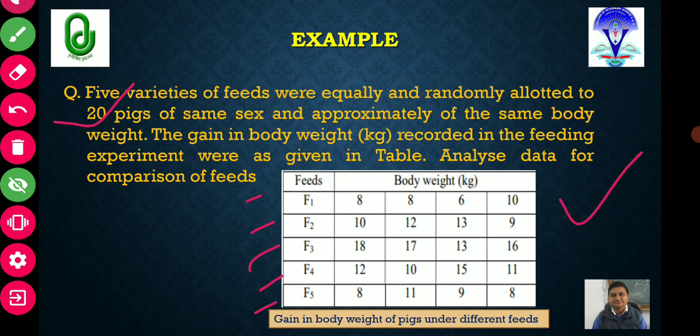Each treatment has been replicated 4 times. So F1, 1, 2, 3, 4. F2, 1, 2, 3, 4. These are the treatments and these are the replications. Here you have to analyze the data for comparison of feed. You cannot do it by t-test, because in t-test only 2 treatment means can be compared. But here you are having 5 treatments. So how will you go? You will have to do ANOVA.